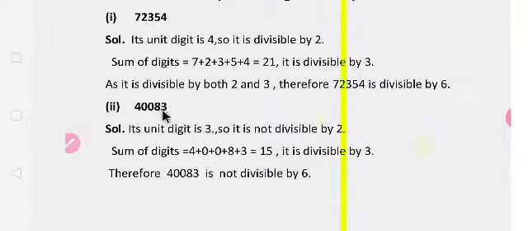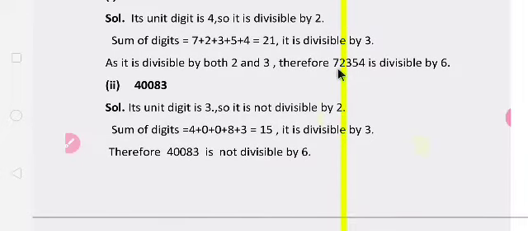You have to add all the numbers, which is equal to 15, and 15 is divisible by 3. But you can see that it is divisible by 3 but not divisible by 2. For divisibility of 6, it should be divisible by both 2 and 3, but here one condition is not satisfied, so we can say that therefore 40,083 is not divisible by 6 because it is not divisible by 2. If one of the conditions is not satisfied, then the number is not divisible by 6. Both conditions should be yes only.